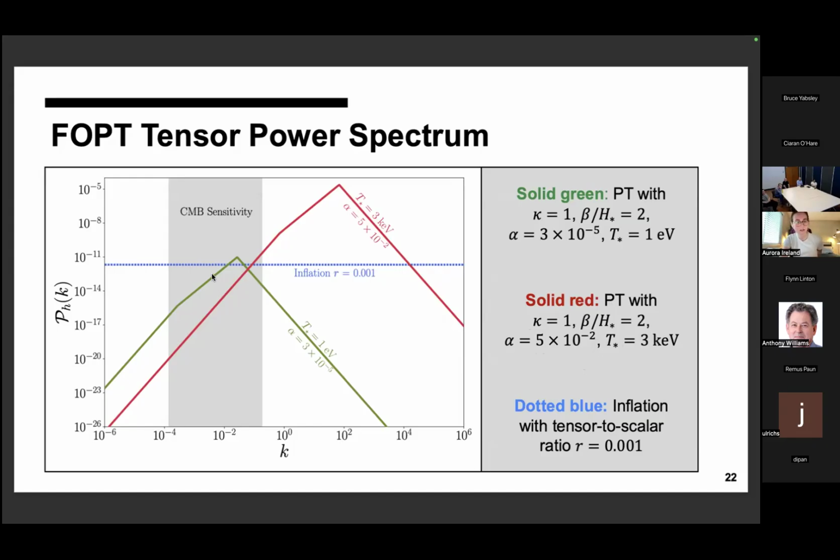And this is chosen such that the maximum amplitude of the B-mode power spectrum is going to have the same amplitude. So that's how these benchmarks were chosen, which you'll see in a sec.